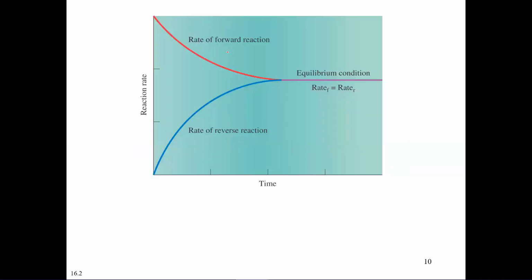And if you have the rate of the forward reaction here, and then the rate of the reverse becomes the same, you have what's called an equilibrium condition, where the rate forward is equal to the rate going back. And so that's when you have an equilibrium system that looks like this, where it goes back and forth and back and forth, and there's always parts of A, B, and C there. So A, B, and C are always present.